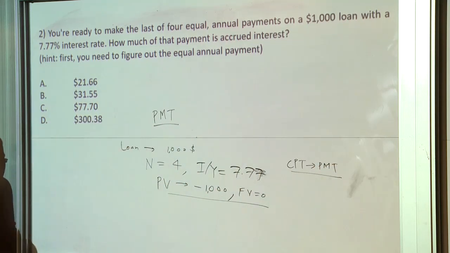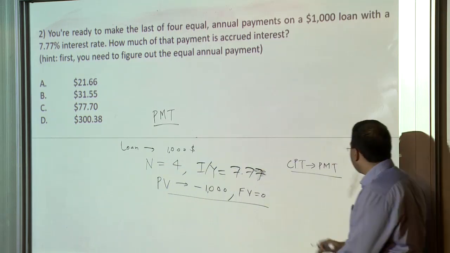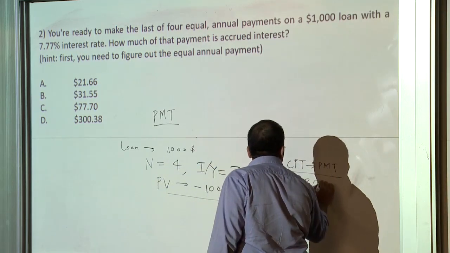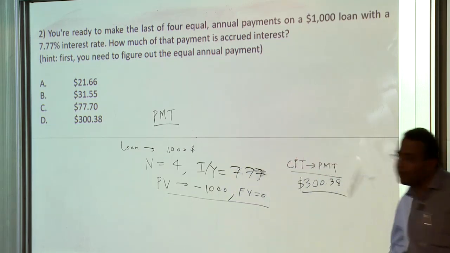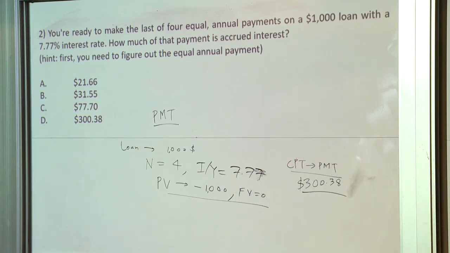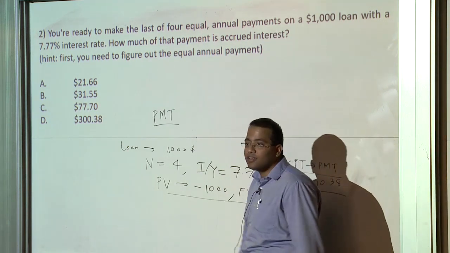Okay, so we can do that on the calculator. You can try it out. The PMT should be $300.38 if you do all this correctly. Did you guys get the PMT? Yes. Okay, so is that the answer? I can see an option D which says 300.38. Is that my answer? No.